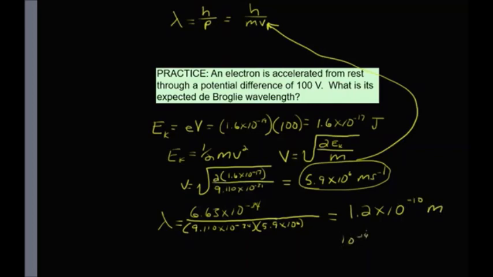And 10 to the minus 10th meters is basically an atom. That's an atomic radius. That's basically the size of an atom. So the wave nature of an electron makes it the wavelength size of an atom.